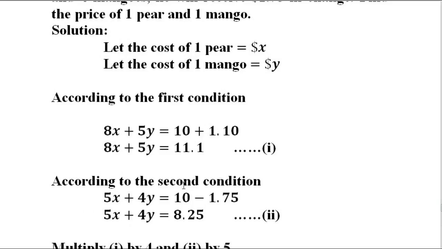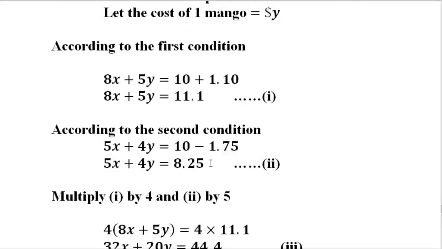And now, according to the second condition of the question, if Raj buys 5 pears and 4 mangoes, he will receive $1.75 in change. Therefore, we can write this statement in the form of an equation as 5x plus 4y equals $10 subtract $1.75.